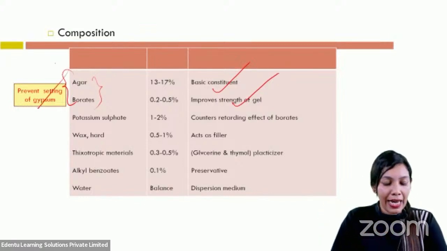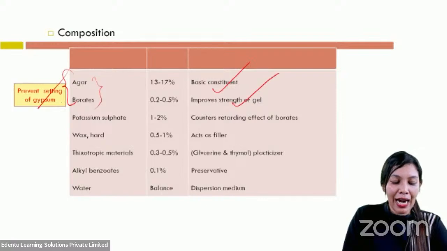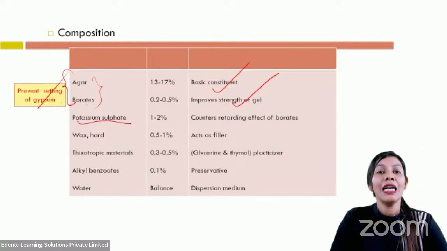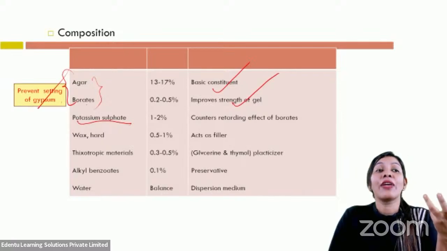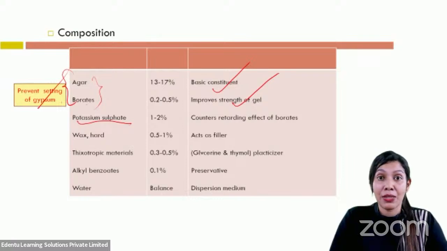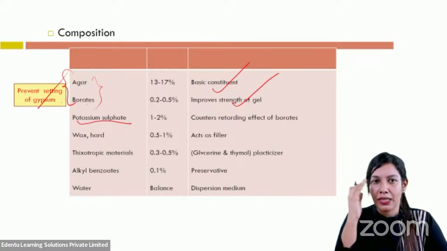So to prevent that, what we add is sodium sulfate to retard the action of borate. Borate has a function of giving strength, but it actually inhibits what? The setting reaction of gypsum. For that, we actually add what? Potassium sulfate. So these are the things that you have to keep in mind.